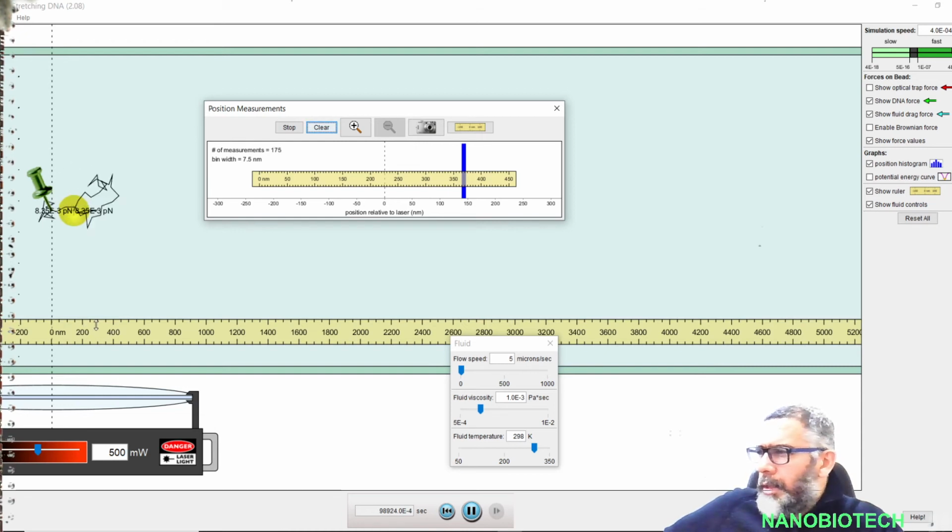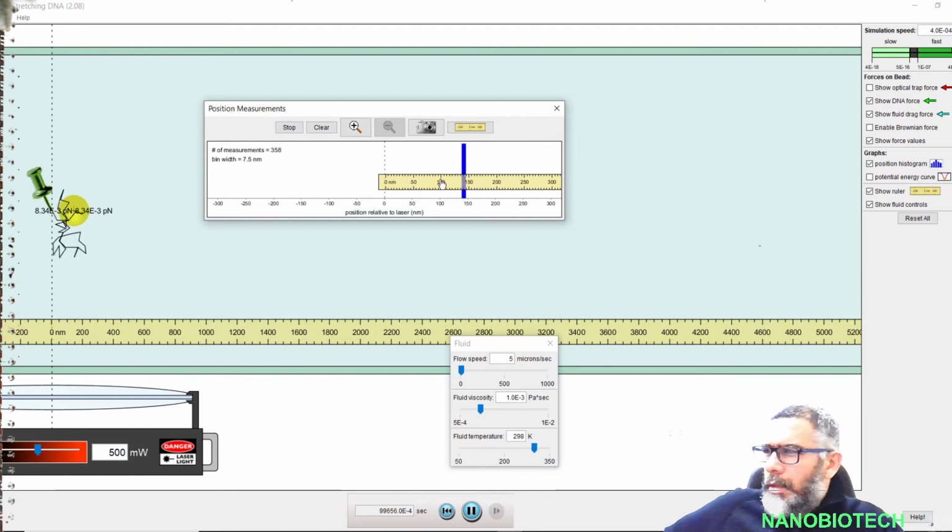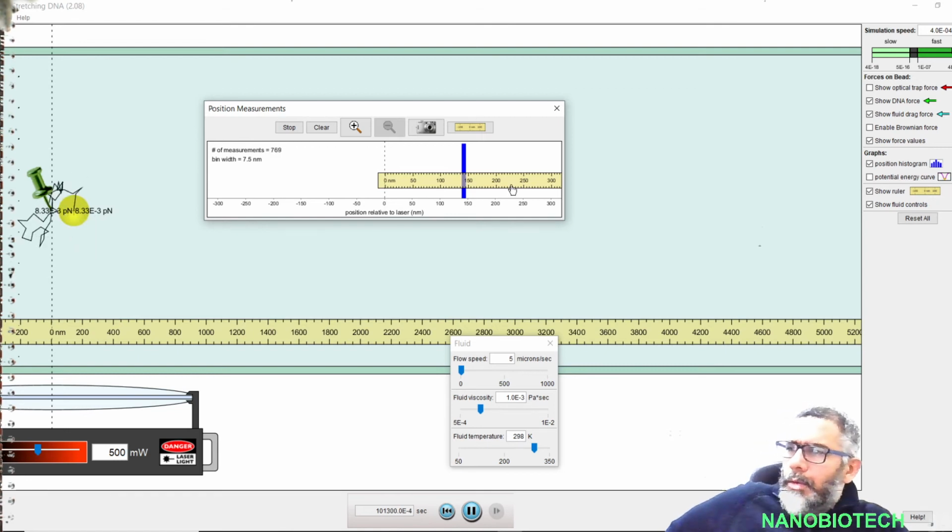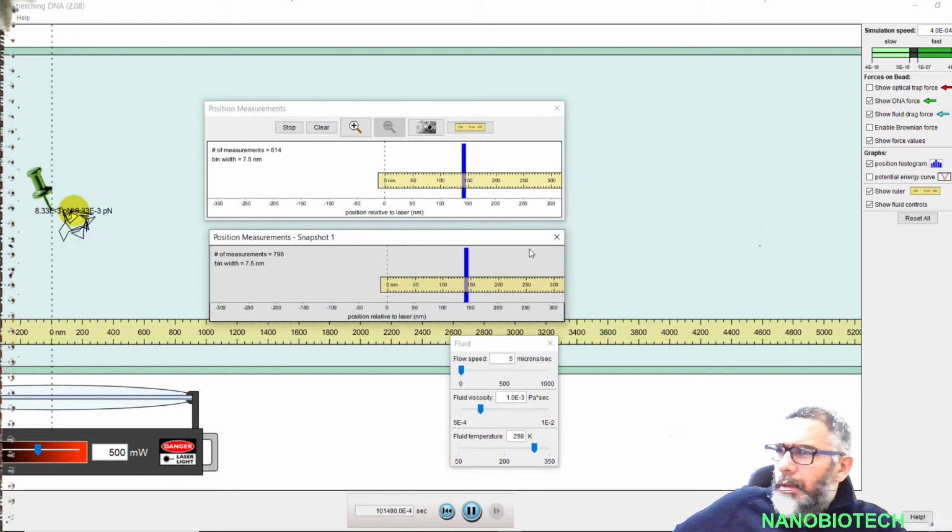It's less than 300 nanometers. So in the scope of this delicate measuring window, you can now easily measure the position of the sphere by using this position measurement window, the position histogram, and you can measure it by using this more accurate small ruler. You can even take a snapshot.